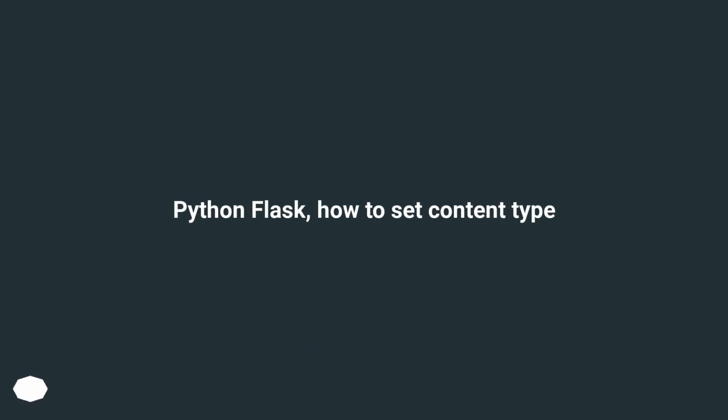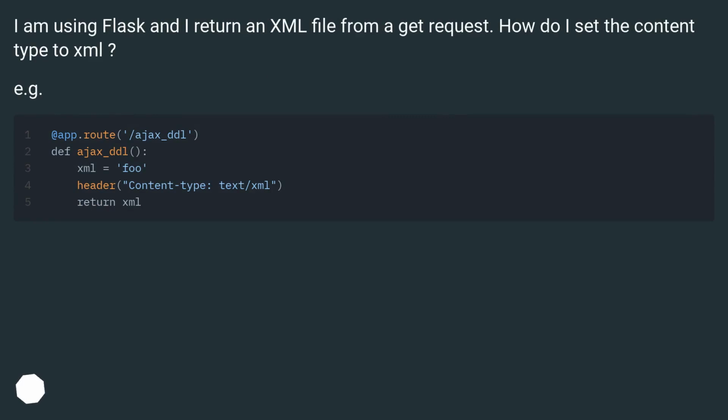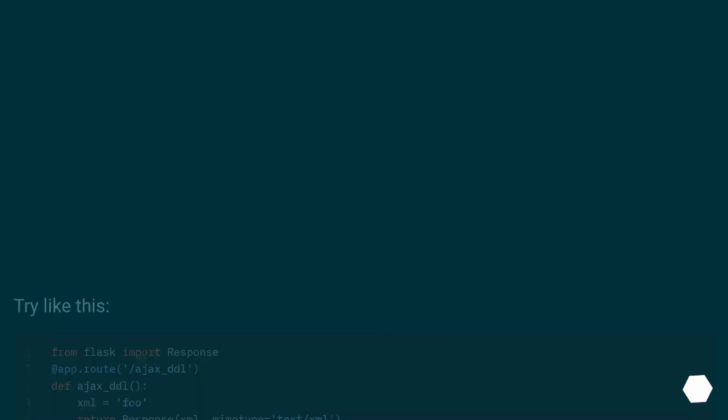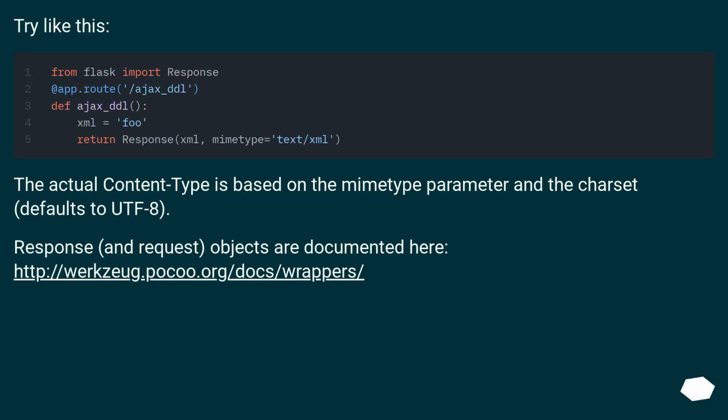Python Flask, how to set content type. I am using Flask and I return an XML file from a GET request. How do I set the content type to XML? For example, try like this.